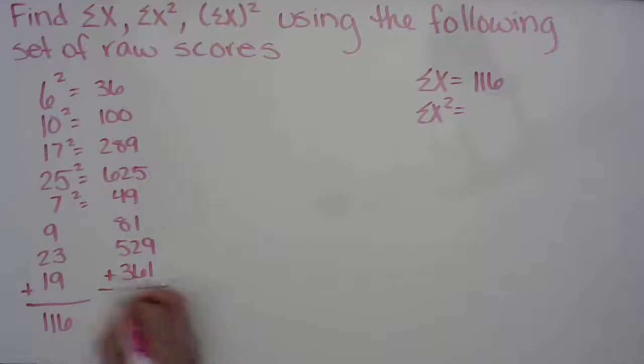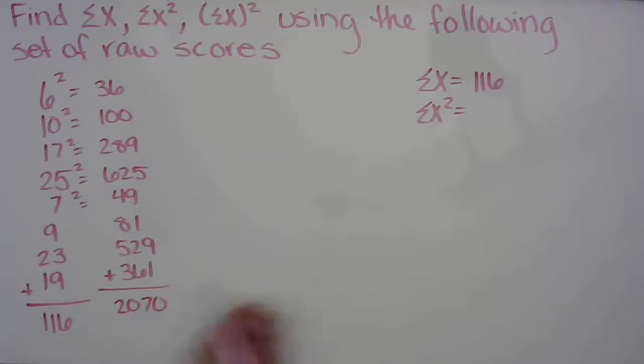Okay, so we're going to do the same thing that we did over here. We're just going to add all these up. So when we add all of these squared scores up, that is going to give us 2,070.